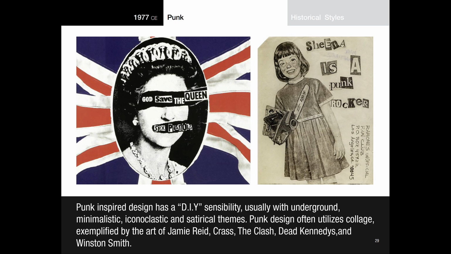Punk really started in the late 70s and into the 80s, but again, that Dada influence of the collage. Both Dada and Punk were really rebelling against the mores of the day, the polite society of the day.